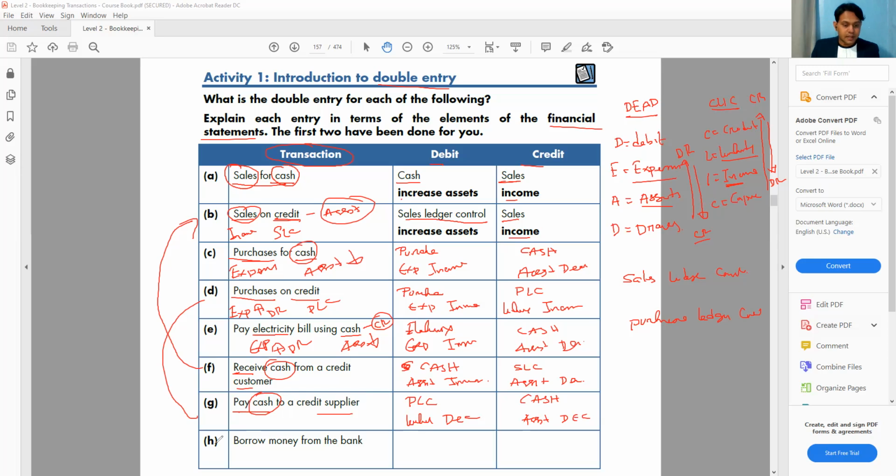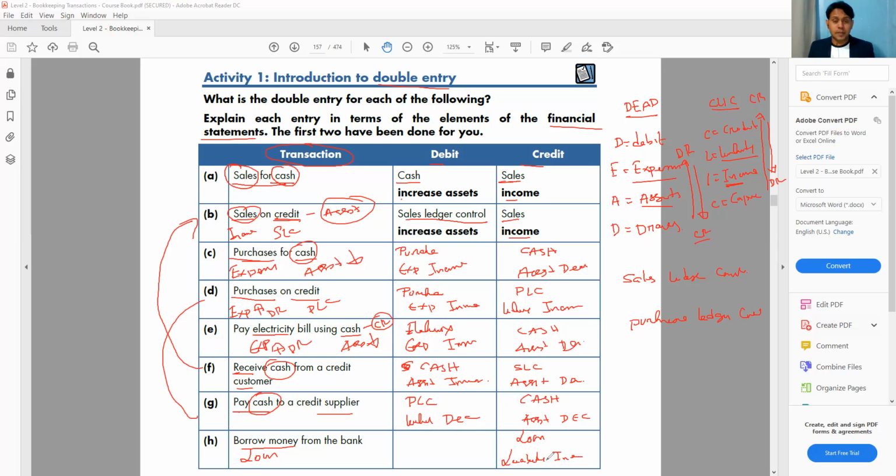And the last one we have, borrow money from the bank. Borrowing is always a liability. If I borrow from anyone, it's always a liability, from the bank. So borrowing money means it's a loan. Loan is always a liability, and if the liability goes up, it's a credit. So loan is a credit. If I take a loan, it's always credit because liability is increasing. And if I take the loan from the bank, money will come to me.